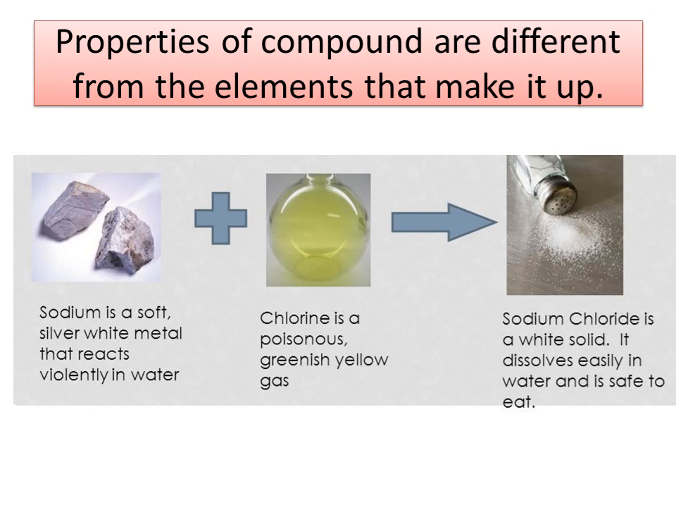They combine together to form sodium chloride. Sodium chloride is a white solid, so it is not exactly like sodium. And it is not a gas like chlorine. It dissolves easily in water. It doesn't react violently in water, in other words. And it is safe to eat. It is not poisonous like chlorine. So we can say that the properties of sodium chloride, which is the compound, are different from the properties of sodium and chlorine, which are the elements that make it up.